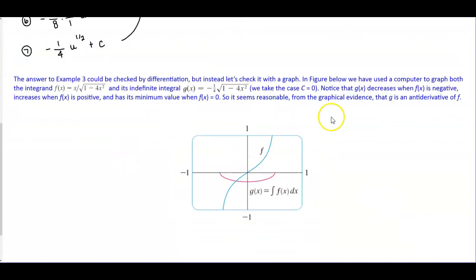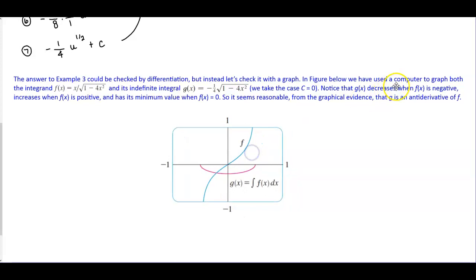So, in the figure below here, we have used a computer to graph both the integrand, the function f of x, which is x divided by the square root of 1 minus 4x squared, and its indefinite integral, which is g of x, which is equal to negative 1/4 times the square root of 1 minus 4x squared. And we take the case of when c is equal to 0 in this situation.